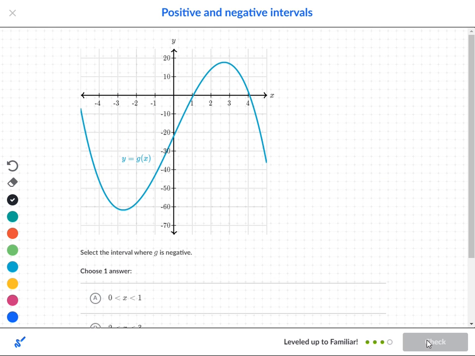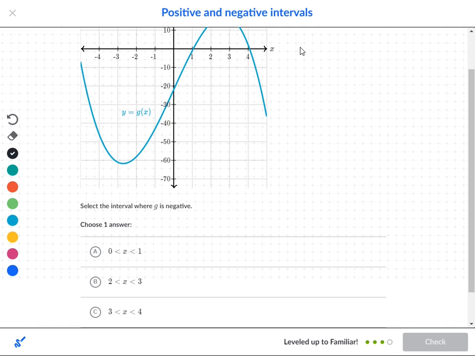Okay, next one, we want g is negative. So in this case, what we want to do is write this as a positive. This is my x-axis and this is my negative. We want this to be negative, so we want anything below the x-axis. So from 0 to 1 is here. That is actually below the line.